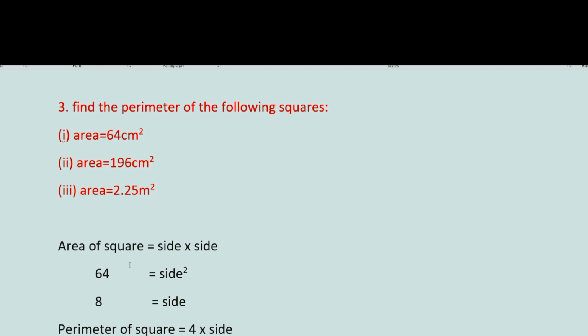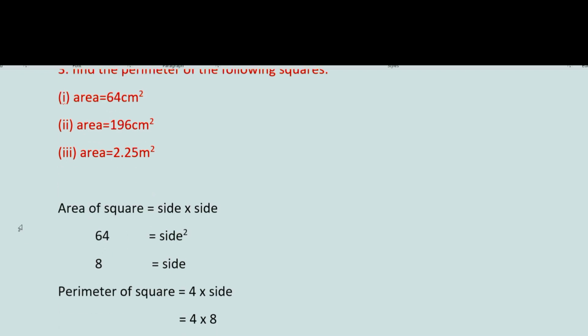Find the perimeter of the following square. Yes, in this sum what is happening? In this sum, area of the square is given to you and you have to find the perimeter of the square. So using the area formula, area of the square is side into side. So using this formula, we'll take out the side of the square. Area of square is equal to side into side. The area of square is given in the question, that is 64. If you take out square root of 64, it is coming 8.